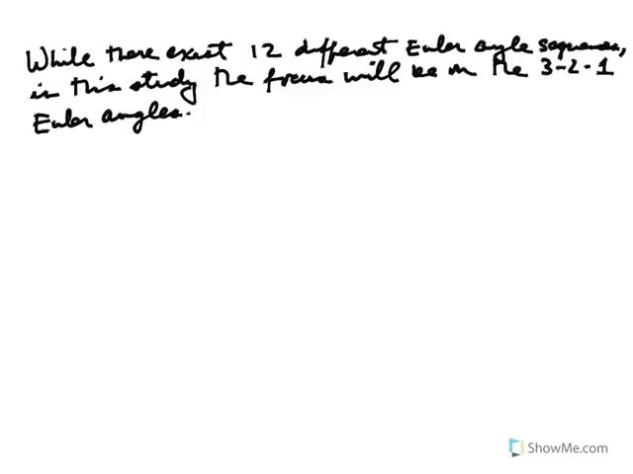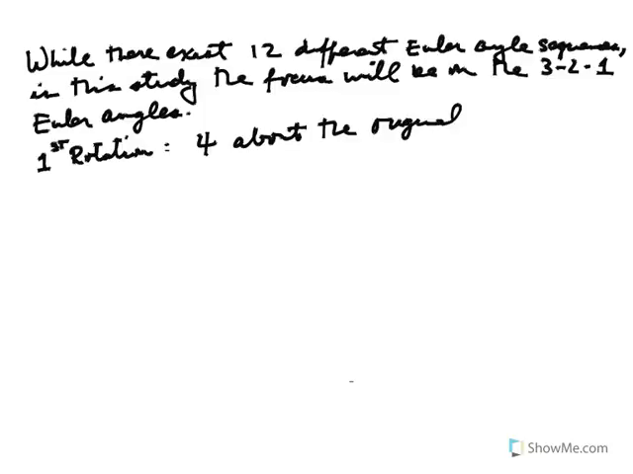I'm going to draw the full three-dimensional picture, and then we're going to break it down into 2 dimensions. So there are 3 rotations. Because there are 3, they said there are 3 successive rotations. The first rotation is going to be defined by an angle, and I'm going to call that angle psi. And it's about the original, and I'm going to put it in quotes, 3 axis.